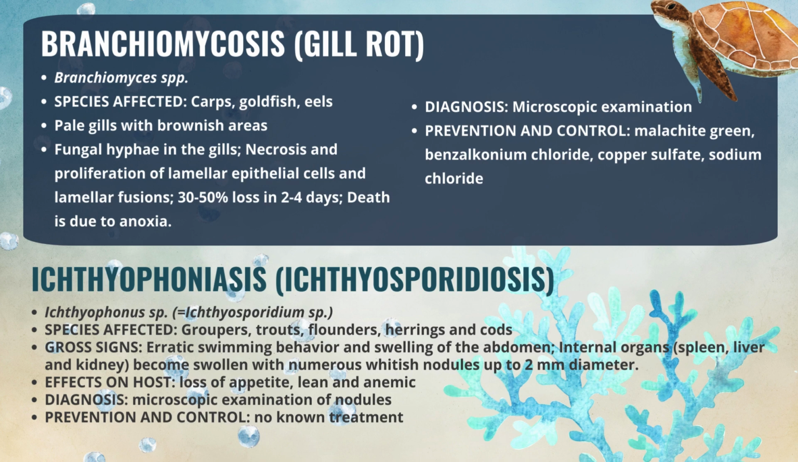Internal organs such as spleen, liver, and kidney become swollen with numerous whitish nodules up to 2 mm in diameter. Nodules can also be observed in the muscle tissues of some affected fish. Infected fish lose their appetite and become lean and anemic.